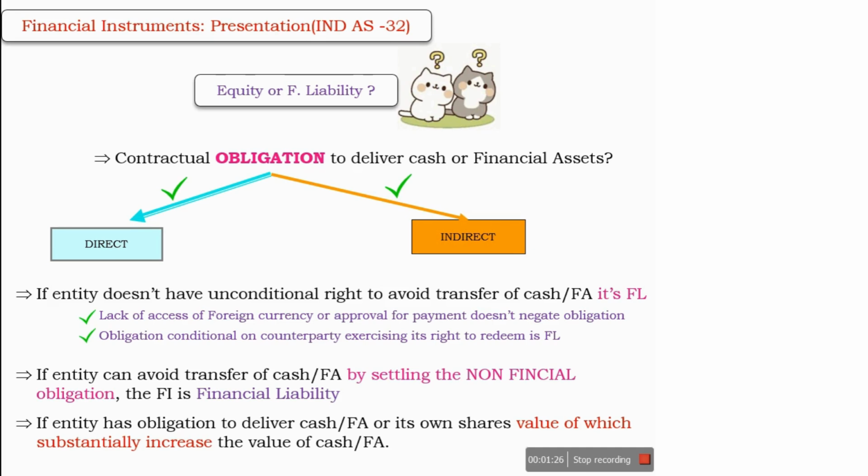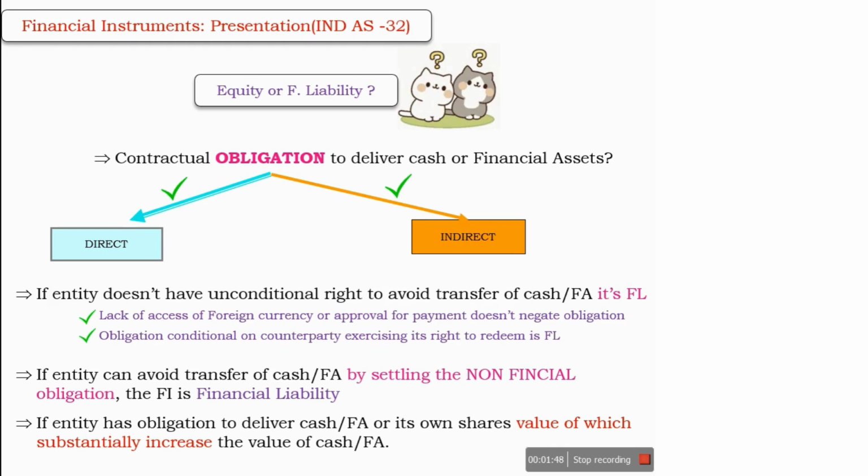Another case is if the entity has an obligation to deliver cash or financial asset or its own shares, and the value of those shares is substantially increased as compared to the obligation. In that case, it will be classified as a financial liability.